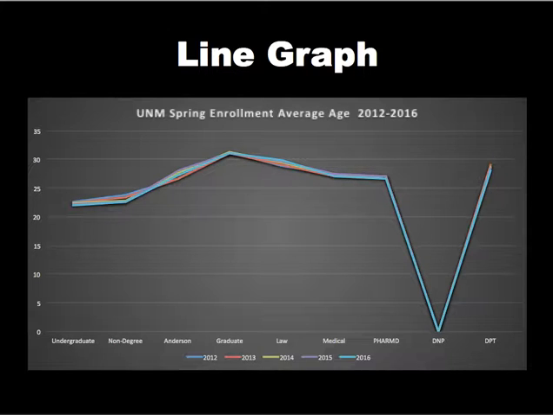A line graph is known to be very useful when showing changes in quantity, but with this specific data set, it is hard to distinguish the different variables because over the years, the data has been very consistent, so the lines overlap. But after analyzing the graph, the audience will have a good idea of the average ages at UNM.